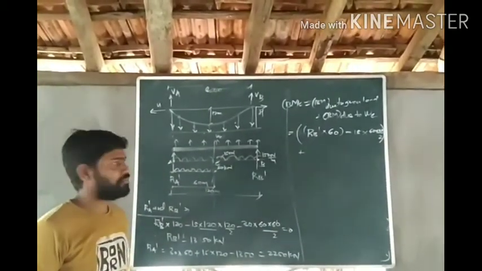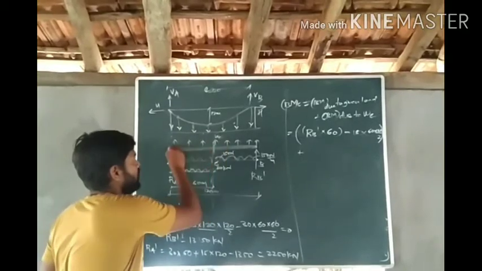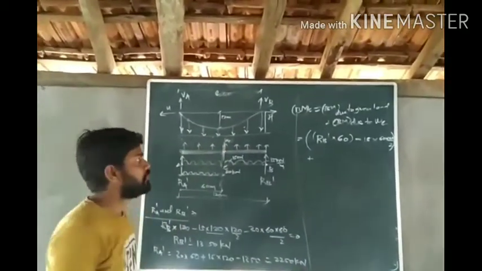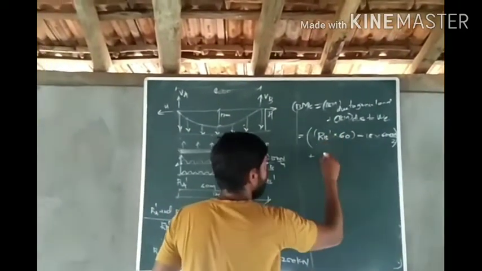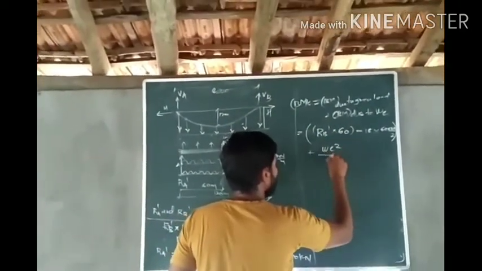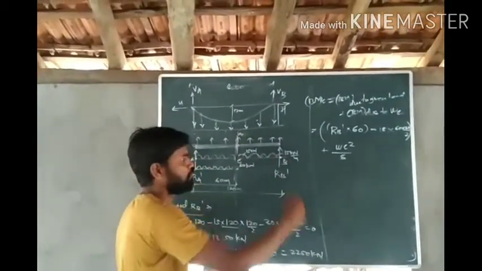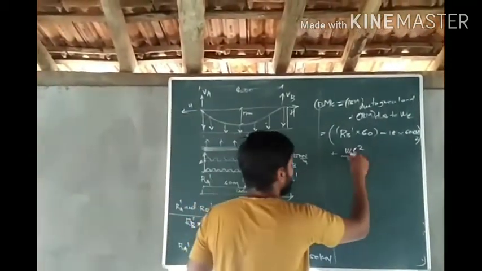Beam जर आहे आणि सब UDL आहे आणि सेंटरला तुम्हाला बेंडिंग मोमेंट कॅल्क्युलेट करायचं आहे, बेंडिंग मोमेंट ड्यू टू UDL इट विल बी इक्वल टू WL स्क्वेअर डिवाइडेड बाय 8. कारण आपला जो C पॉइंट आहे हा कुठे आहे, सेंटरला आहे. सो आपण डायरेक्टली WL स्क्वेअर डिवाइडेड बाय 8 घेतला तरी चालेल.